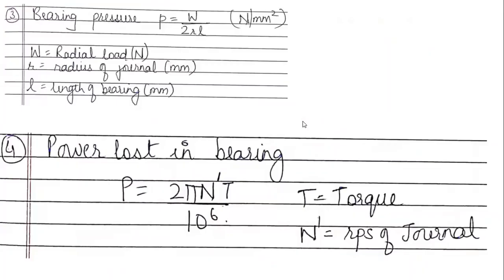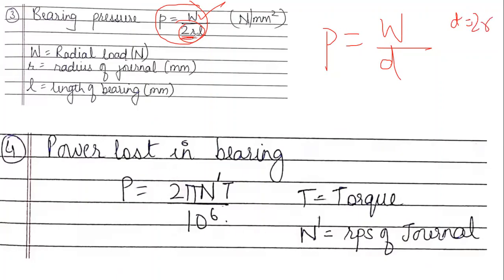Moving on, the next formula that you should remember is the bearing pressure. Pressure, you all know, is load upon area. So pressure is load upon area. This 2R you can also write as D, diameter, because diameter is 2 into radius. So 2 into radius, you can also write as D into L.